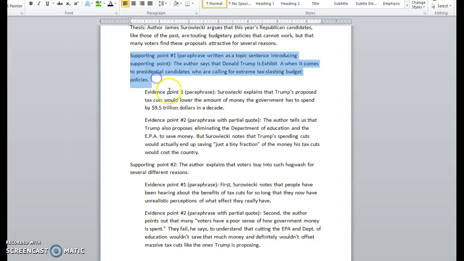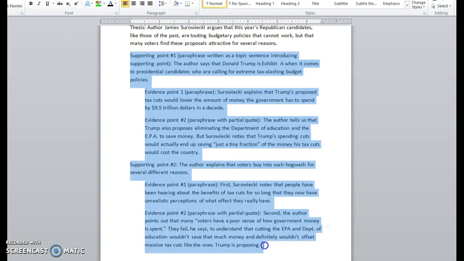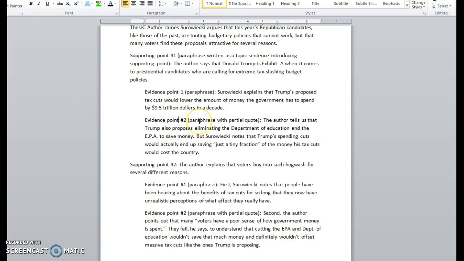So I would keep repeating this whole process, explaining supporting points and then providing evidence points for each of those supporting points for however many supporting points I have. If my article has 4 different supporting points, then I'm going to have 4 sections like this. If my article only has 2 supporting points, then I'm only going to have, you know, this is all I'm going to be writing.